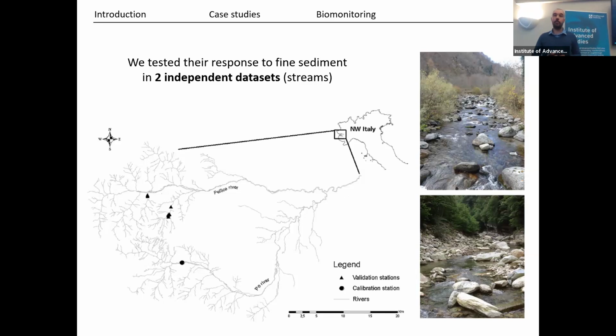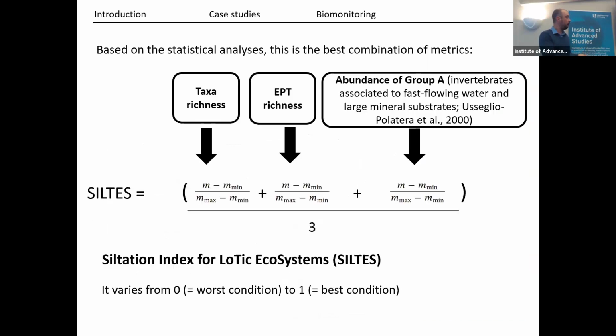The performance of each candidate metric was tested and evaluated using previous data on siltation to evaluate the response of each of them to the amount of fine sediment. Based on our results, we found that the most sensitive metrics are three. Total taxon richness as a measure of the total biodiversity of the macroinvertebrate community, the EPT richness that refers to the most sensitive invertebrates in rivers, and also the abundance of ecological group A. This latter one is a functional classification of macroinvertebrates that includes those preferring fast-flowing waters and also large mineral substrates.